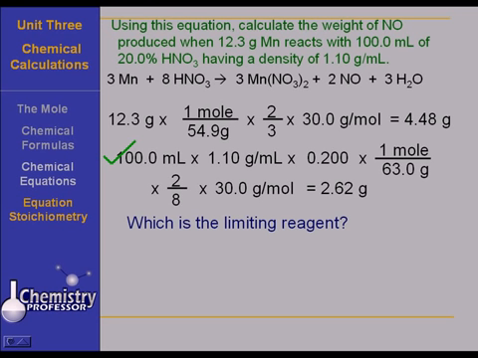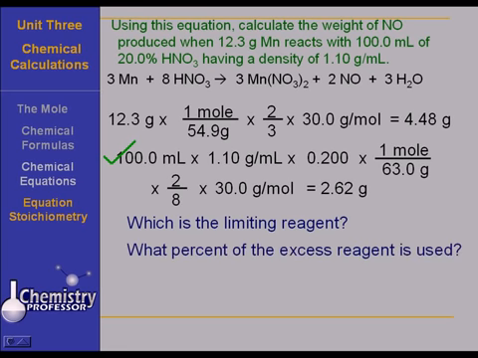What percent of the excess reagent is used? In other words, what percent of the manganese was consumed? Well, there are several ways to work that. You could take that 2.62 grams of nitric oxide, plug it in, work it backwards, figure out the weight of manganese, put that weight over 12.3 grams times 100. But that's the hard way. Here's the easy way.